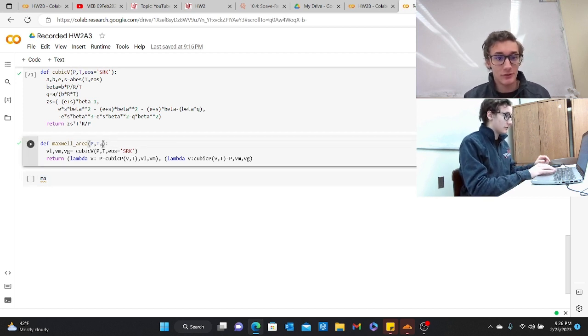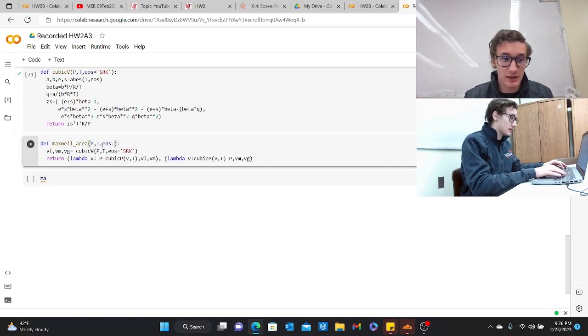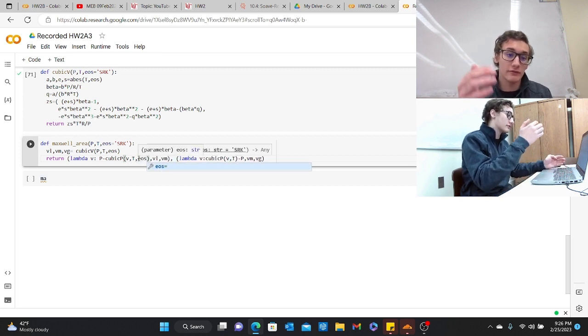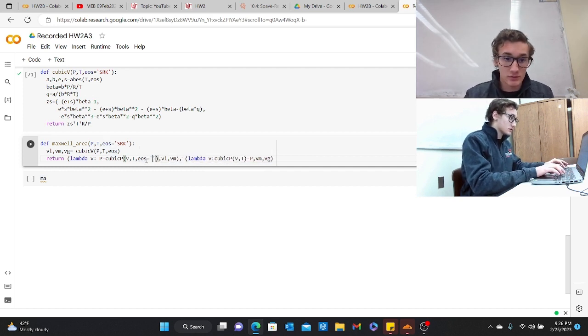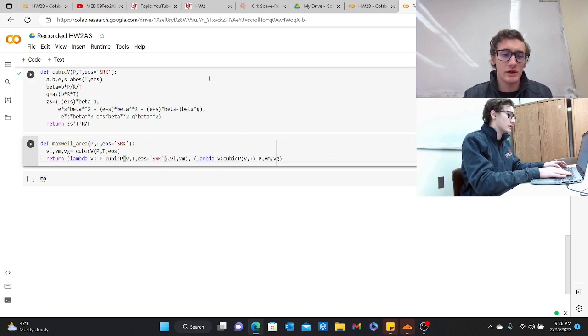So this, in fact, does need an EOS confirmation, while this does not, as we're pulling it from something, so we don't need that. But this, again, does need the EOS confirmation, as how are we going to know what we're going to drive, or how we're going to pull from it? So EOS equals SRK, or maybe it's just EOS, but let's try SRK.